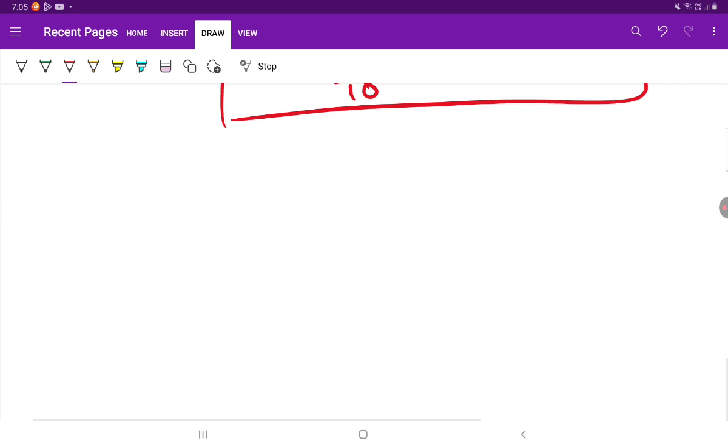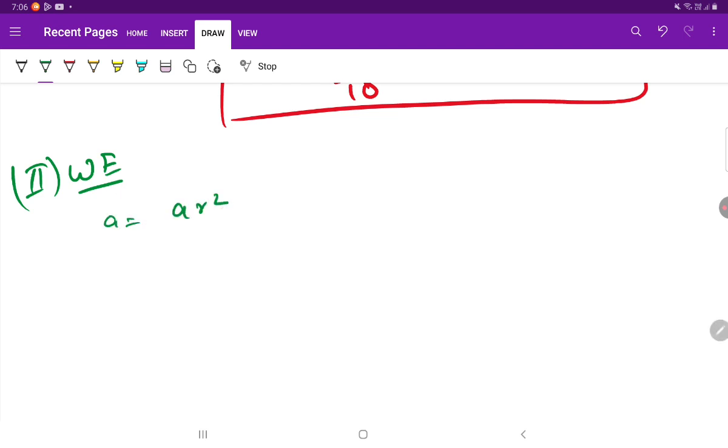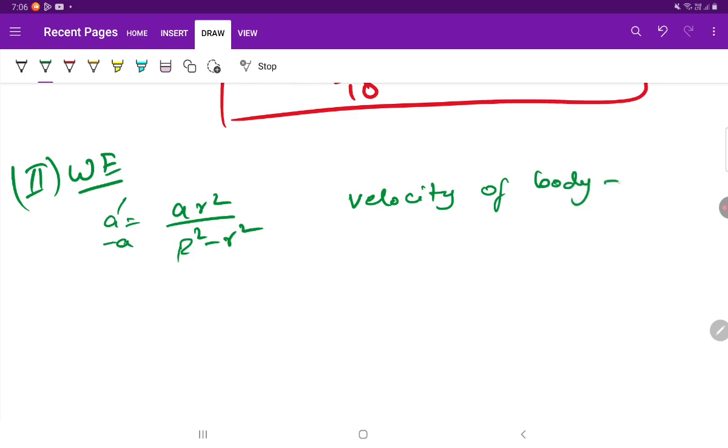Then coming to the second method, which is the work energy theorem. As derived in the previous step, the acceleration of region 2 is given as a r square by (R square minus small r square). If the velocity of the body is small v, then what will be the velocity of region 2? It will be v small r square by (R square minus small r square), which will come out to be v by third.